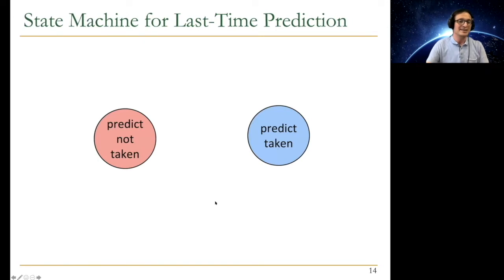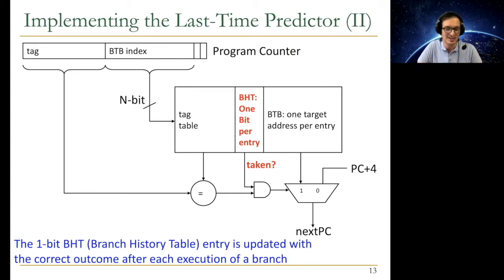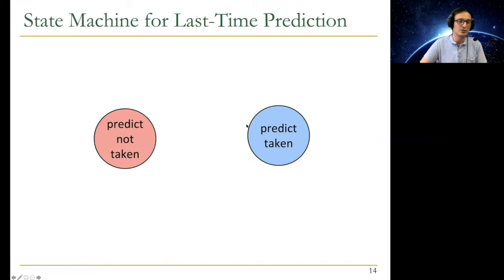Now let's take a look at the state machine for this last time prediction, because we're going to build a different state machine later on for 2-bit counter prediction, as we will see. But basically, the idea is very simple, right? You do what you did last time. If last time the branch was taken, you predict the branch is taken. That's what this state means. You use 1 bit to encode 2 different states. And if the last time the branch was not taken, you predict it not taken this time.